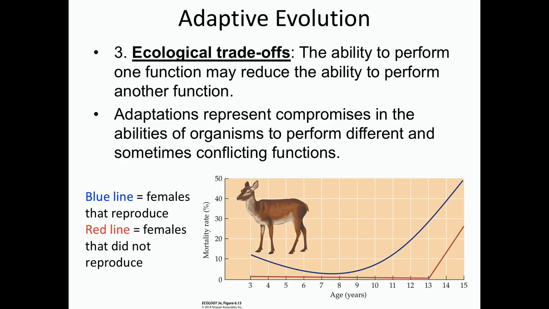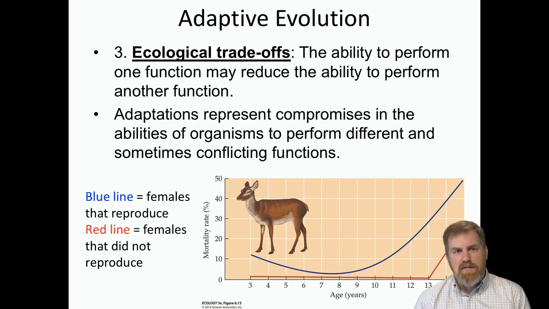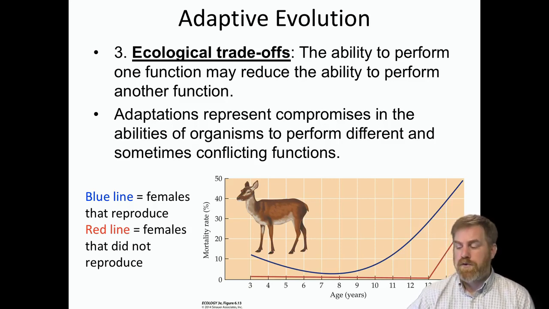So again, there are several different mechanisms that can drive evolution. We talked about natural selection, we talked about genetic drift, we talked about gene flow. Of those, the only one that consistently causes adaptive evolution is natural selection. We're going to be exploring all of these mechanisms in more detail in class, but this was just a general overview to get you started.